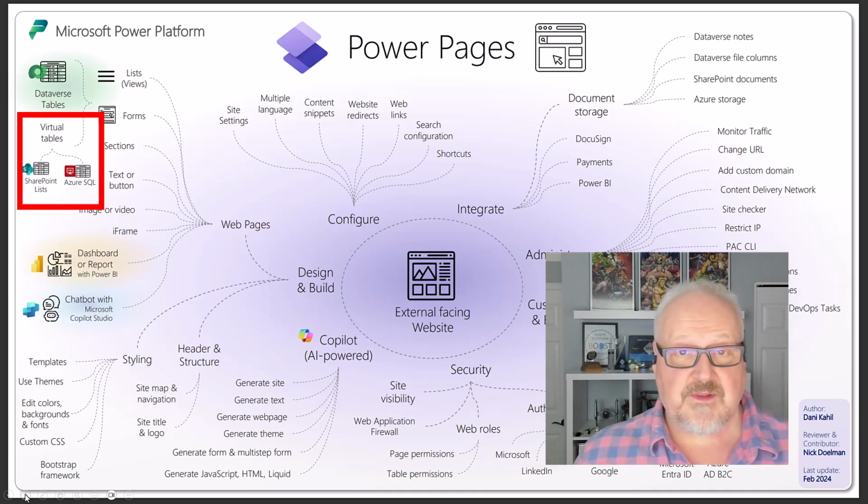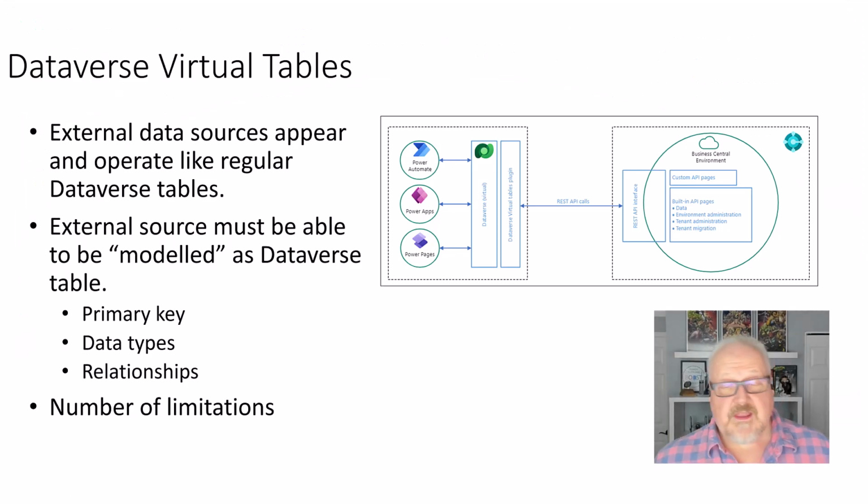But how are we going to do this for Business Central? Let's take a look. So at the end of the day, what are Dataverse virtual tables? They're external data sources that appear and act like regular Dataverse tables. Now, that external data source must be modeled like a Dataverse table. It needs a primary key, it needs the same data types, it also needs to define those relationships. Now, there are some limitations that are going to go above and beyond this video today, but just be aware of that.